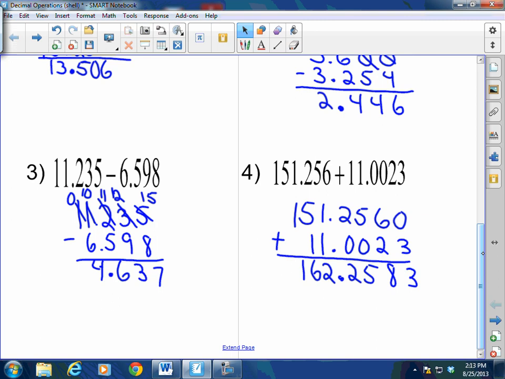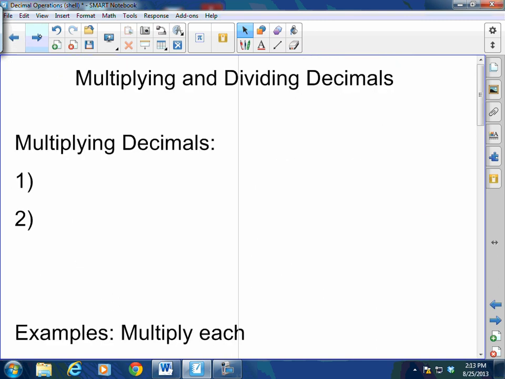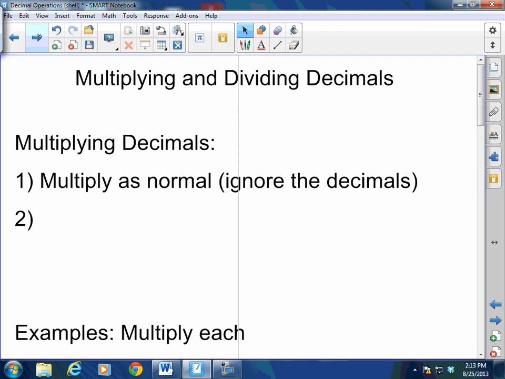Pretty easy. Let's move on. Multiplying and dividing decimals. When you're multiplying decimals, you're going to multiply as normal.